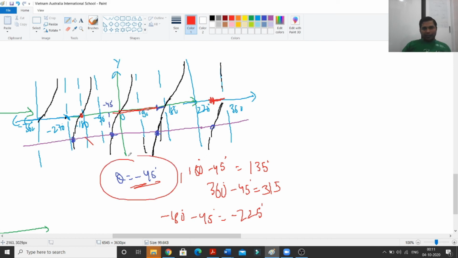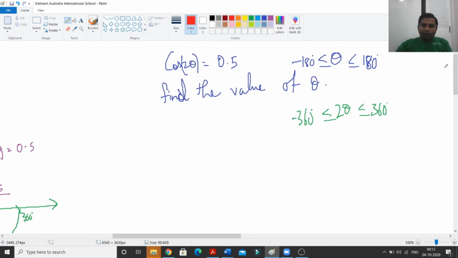The first answer you need to find using the calculator, and the rest you can find using the symmetry method from the graph. Now let's move on to the next question. Cos 2 theta is 0.5. Theta lies between minus 180 and 180 and we need to find the value of theta.